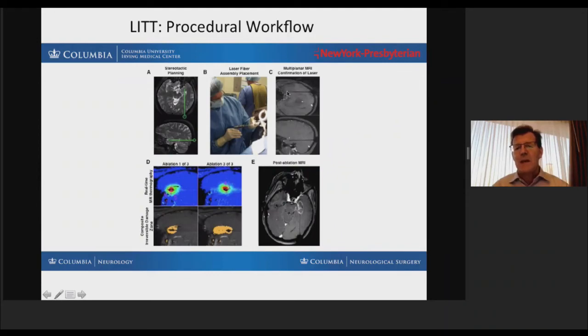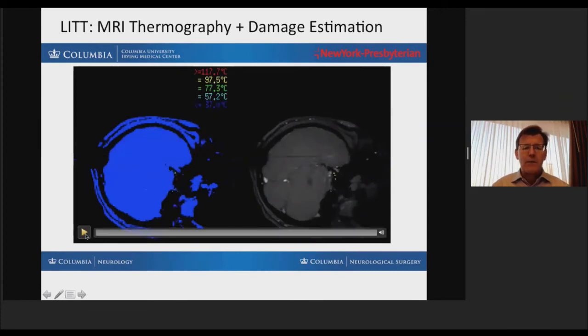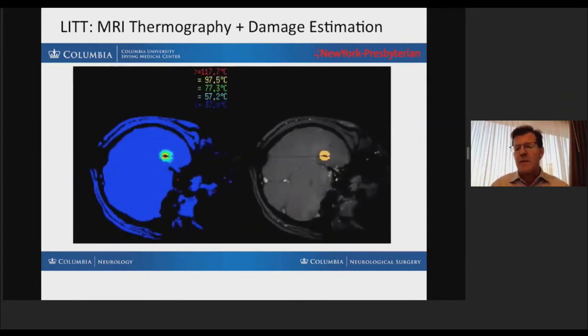And so what we do is we sequentially make a lesion and back up the laser fiber, make another lesion, back up the laser fiber, make another lesion. And that allows you to make your overall structural lesion. So here's just a very fast video sped up of what it looks like making a lesion and then moving posteriorly. And so on average, we make 3 to 4 fairly significant lesions for this.